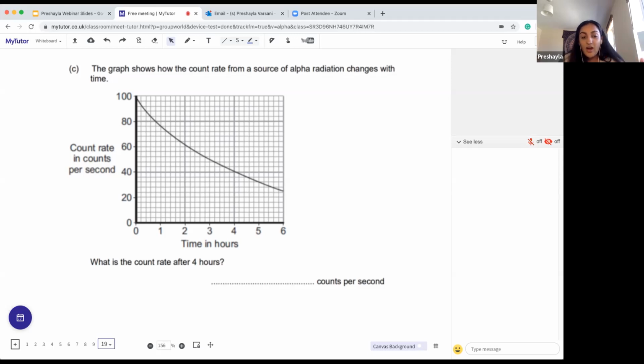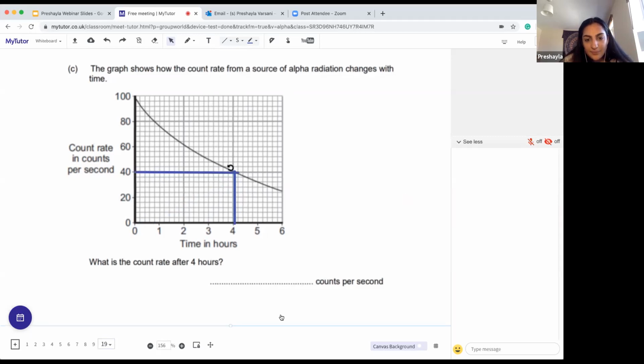Okay, so the count rate after 4 hours is, and we're going to draw a line up from our x-axis at 4 hours, and we're going to draw a line across from the point on the graph to the y-axis. And we find that at 4 hours, the count rate is 40. So if you said 40 counts per second, then that would be correct.